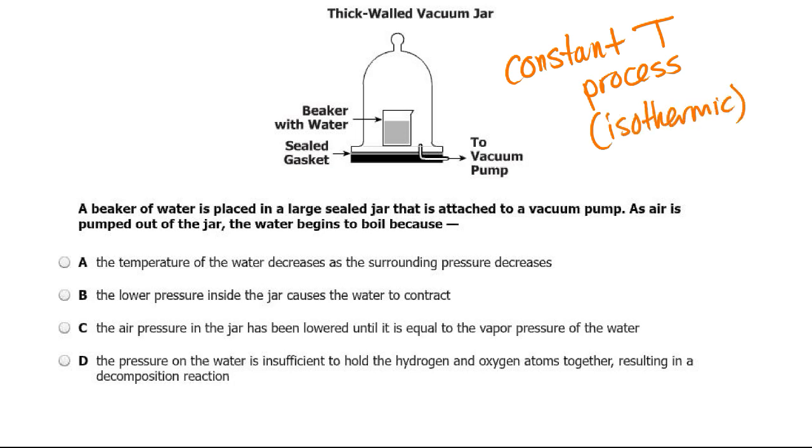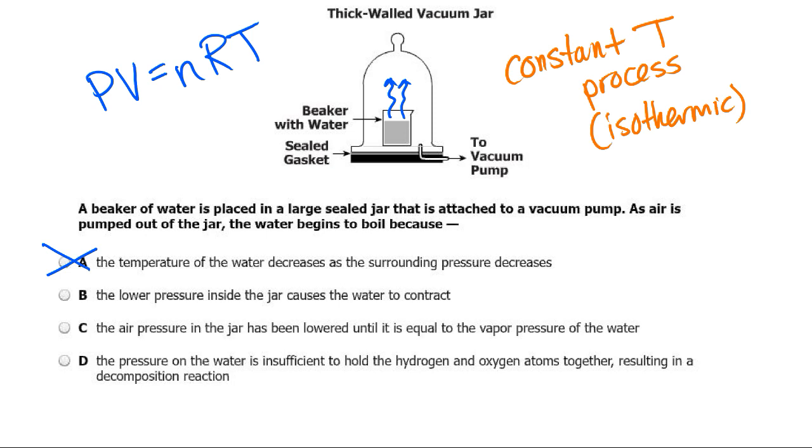Now, what is causing this water to boil if the temperature is not increasing? I want you to think about the ideal gas law and the minor derivations from it. What causes something to boil? The temperature of the water decreases as the surrounding pressure decreases. That doesn't make any sense. The temperature of the water is never going to change in this process.